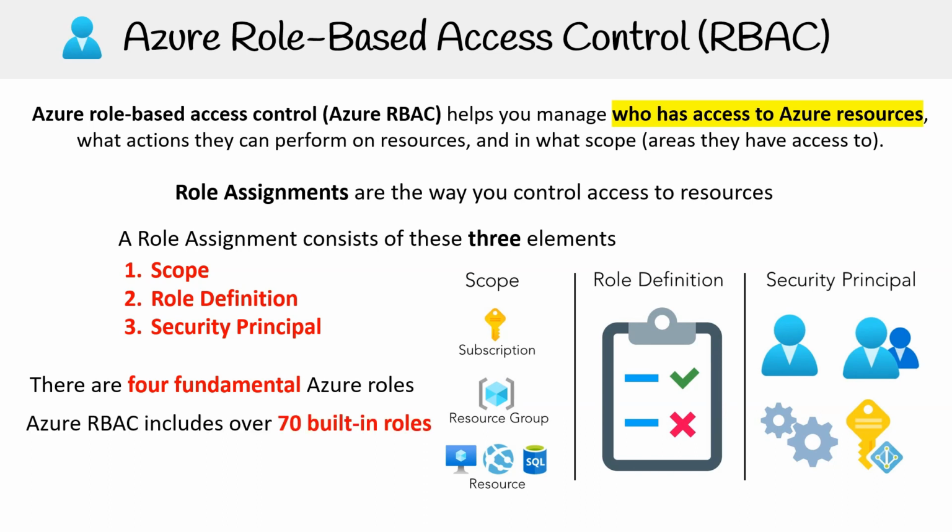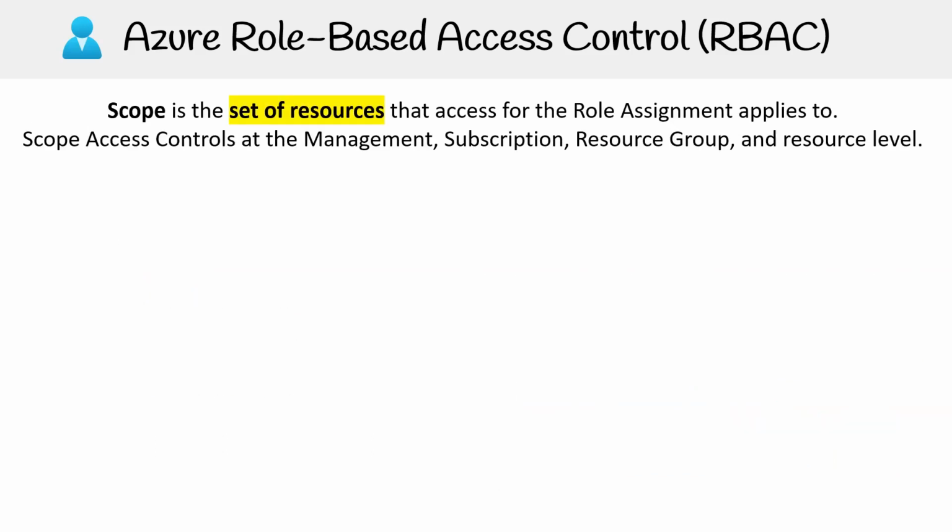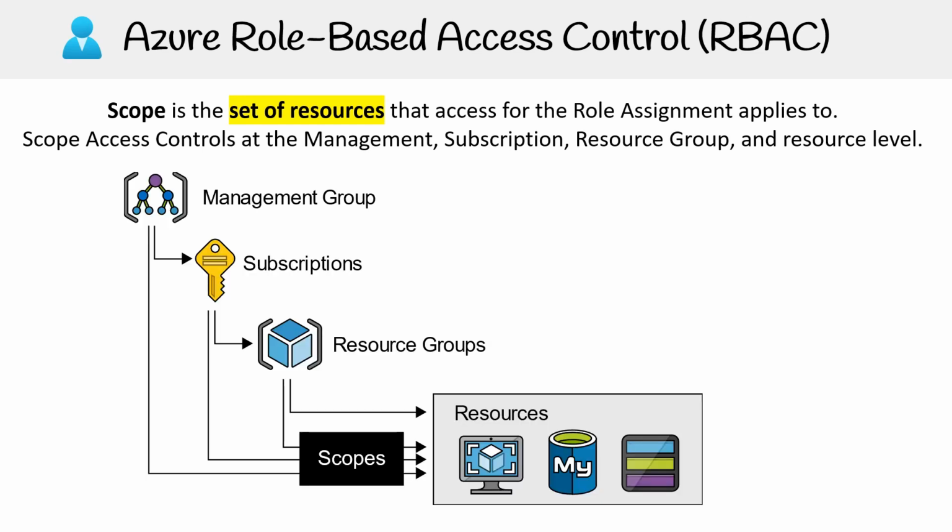Azure RBAC includes over 70 built-in roles. These roles are designed to serve many common use cases and range from broad to very specific permissions, such as virtual machine contributor or network contributor. Scope is the set of resources that access for the role assignment applies to. Scope access controls at the management, subscription, resource group, and resource level.